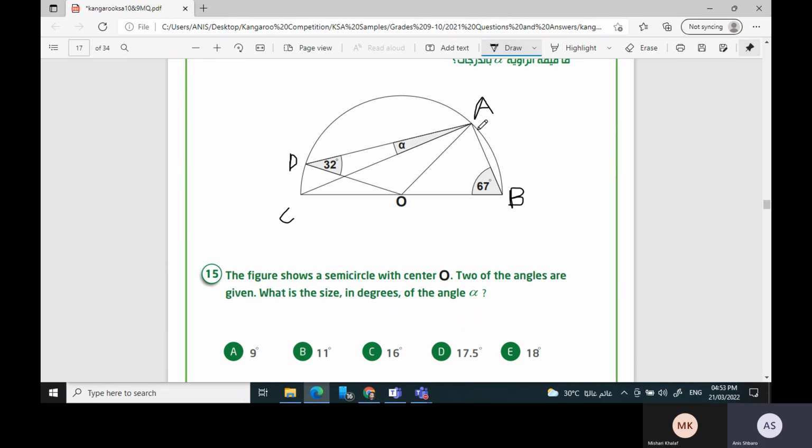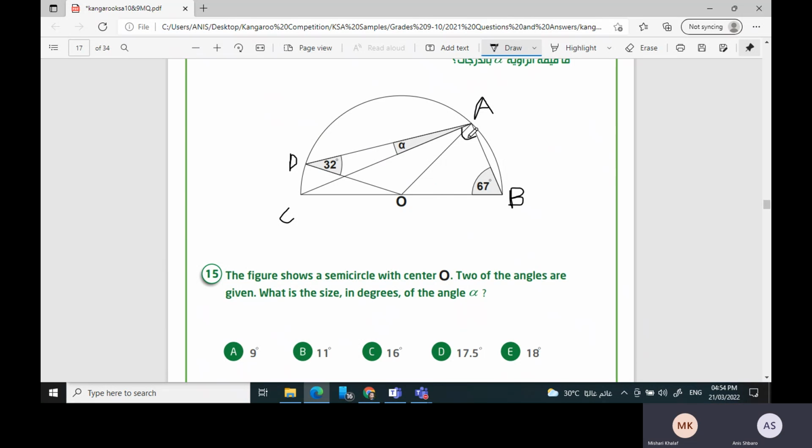I'm going to tell you that any angle that starts from the circle itself and faces the diameter, the whole diameter, is equal to 90, sorry. So I know this angle BAC is equal to 90 because it's facing a diameter, okay? And when this angle is equal to 90, of course you can find this angle, right? It's going to be 180 minus 90.